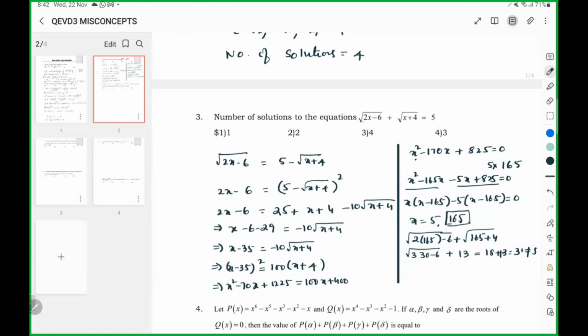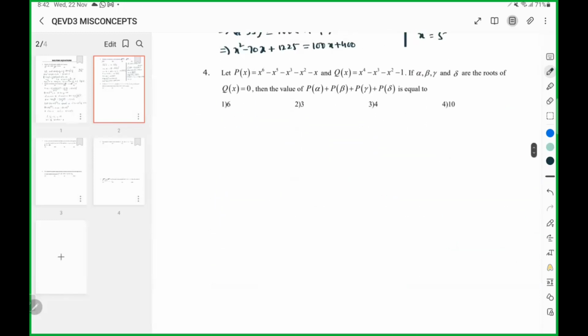X is 5, it is satisfying. So the answer is x equal to 5. There is only one solution.